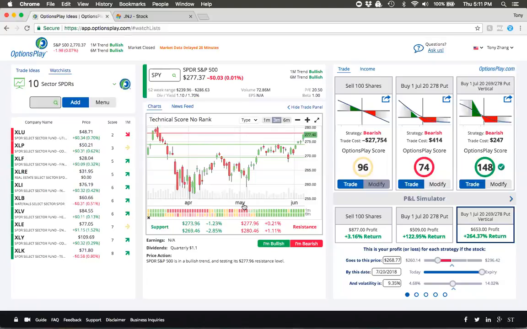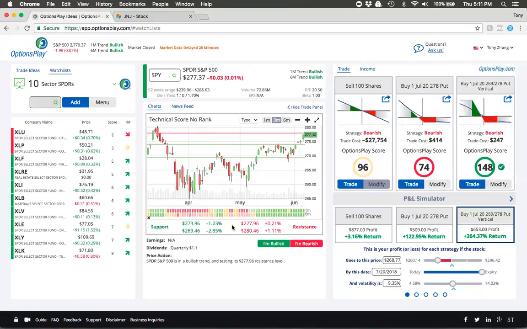Are dividends considered in the scenario shown to the right? No, they are not, because dividends don't really affect the stock option. They affect the underlying, so they are not accounted for in this outlook.